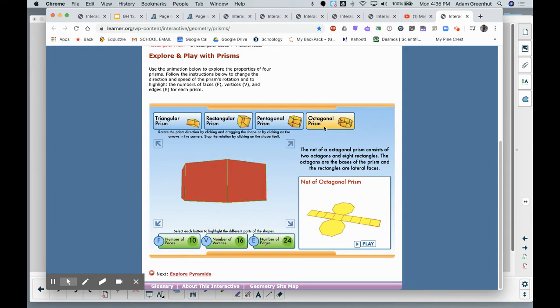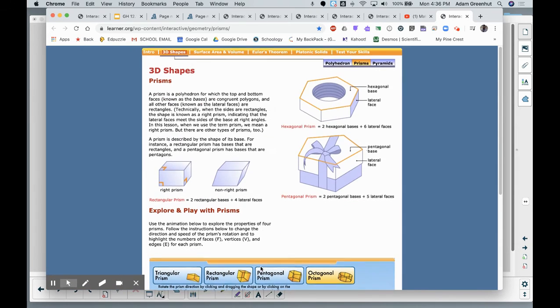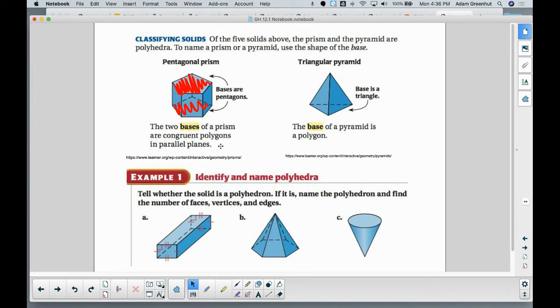Pentagonal prism, two pentagon bases, and then you can see all the lateral faces are parallelograms, or in this case they look like actual rectangles. Here's an octagonal prism, two octagons. All the non-octagon faces are rectangles. And then we can even click on these nets that show you how they look unfolded. This is a cool little website that I'll link you to so you can mess with it yourself. So that's what a prism is, two parallel congruent bases that are polygons connected by rectangles for the most part.